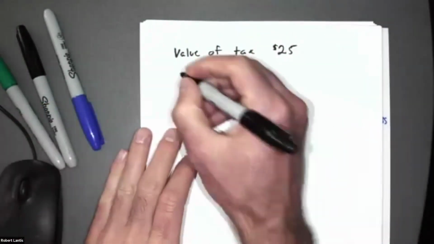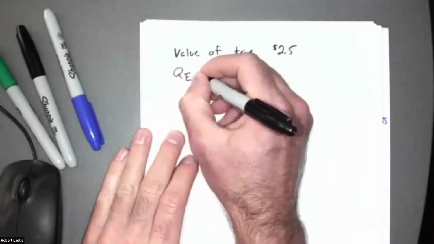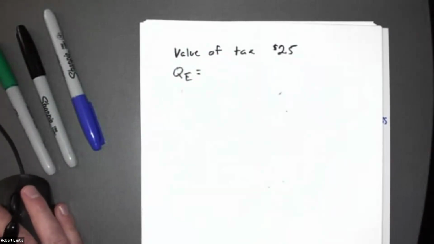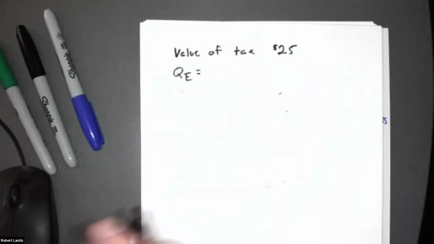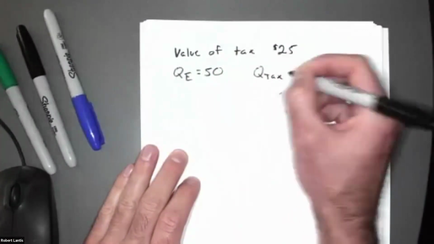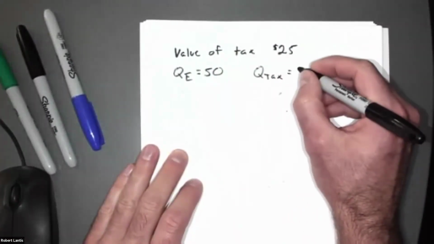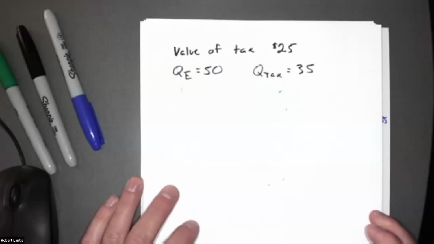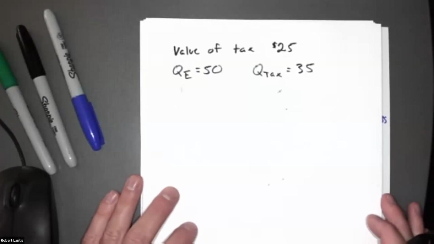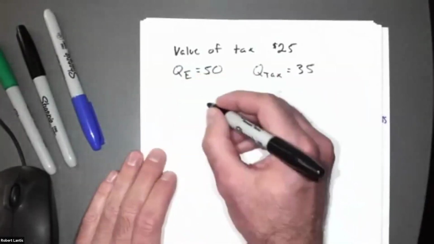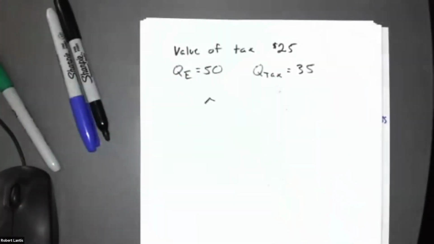Okay. And if I told you the old equilibrium quantity was, let me make sure these match up with what's on here. So, okay, was 50. And after the tax, the new equilibrium quantity after the tax is 35. Okay. How could you tell me, just from this information, you should always be able to calculate deadweight loss, right? So let's think about why.